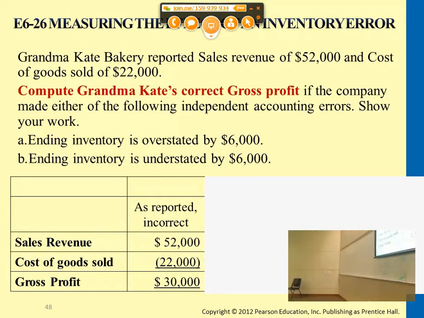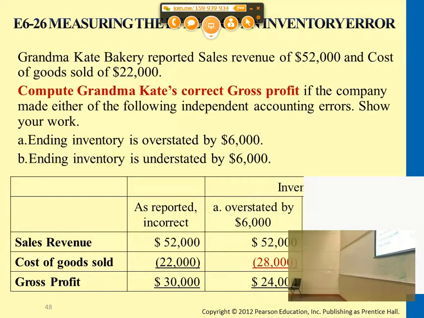So think about the relationship between ending inventory and cost of goods sold. If that is overstated, this is understated, right? So what will be the correct amount? If it's understated by $6,000 and this is $22,000, so meaning you have to add back that $6,000, right? Again, if ending inventory is overstated by $6,000, it has the opposite effect for cost of goods sold. Cost of goods sold you see right now will be understated by $6,000. So in order to correct this dollar amount, you would have to add $6,000, it becomes $28,000.